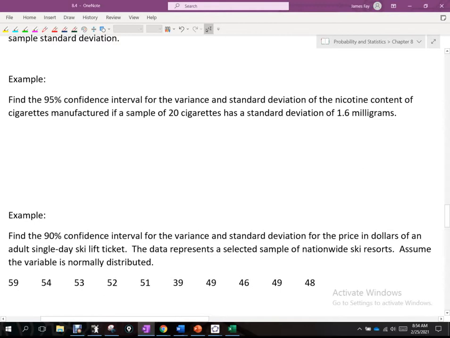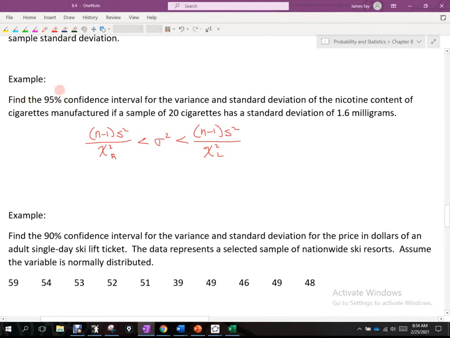Standard deviation. Okay. So here it says find the 95% confidence interval for the variance and standard deviation of the nicotine content of cigarettes manufactured if a sample of 20 cigarettes has a standard deviation of 1.6 milligrams. So what we're looking at here is, remember, n minus 1 s squared over chi squared. This is going to be the right value. I'm just going to put r for right. And that's going to be less than sigma squared, or my variance. And then it's going to be n minus 1 times the standard deviation squared over chi squared, my left value.